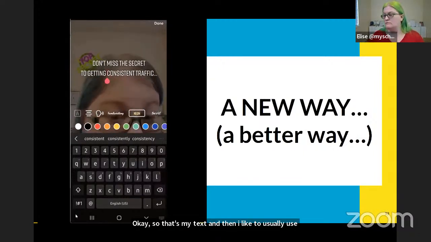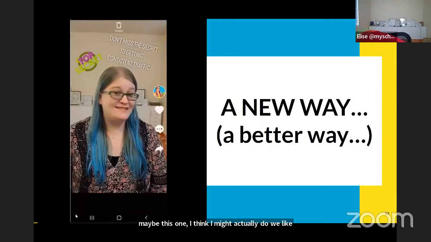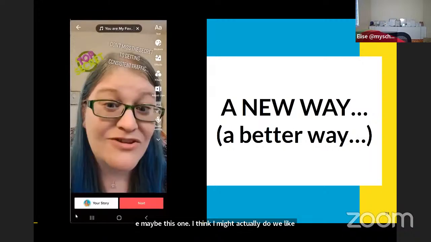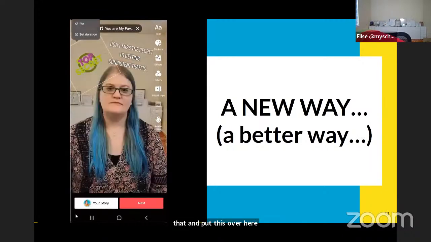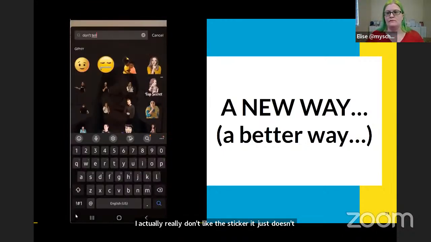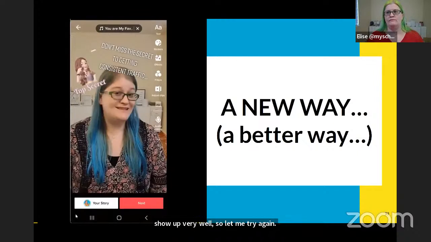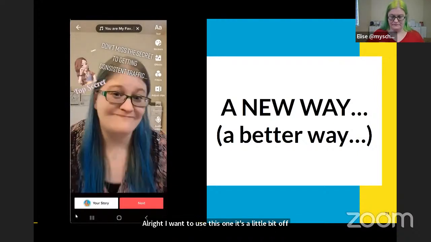And I think I might actually do it like that. And put this over here. I actually really don't like this sticker. It just doesn't show up very well, so let me try again. All right, I'm gonna use this one. It's a little bit off-brand, but I think that I might actually make people look at it more. So I'm gonna go ahead and go with that.